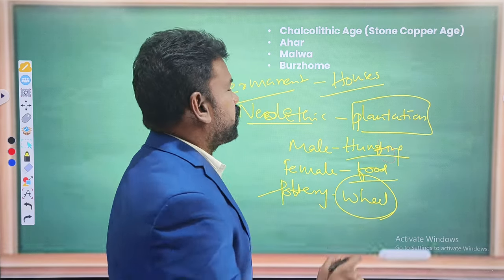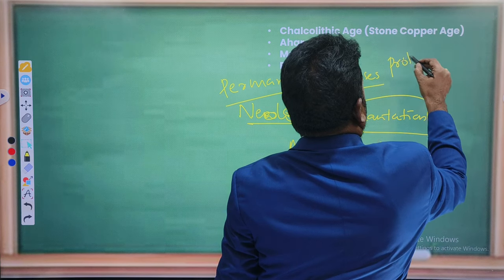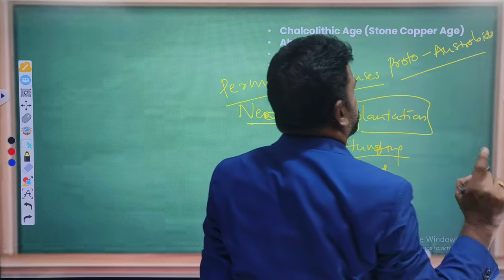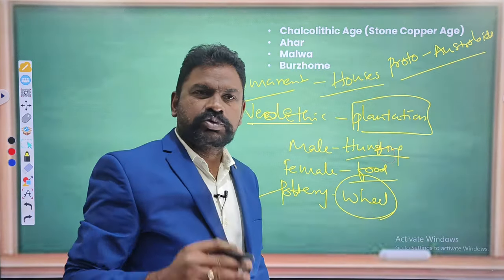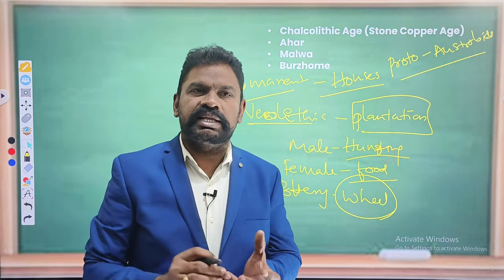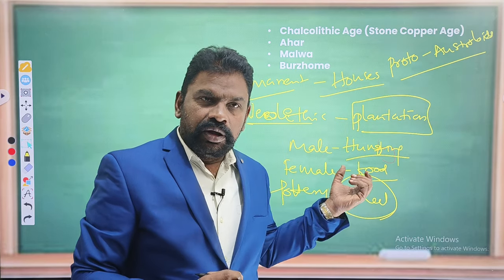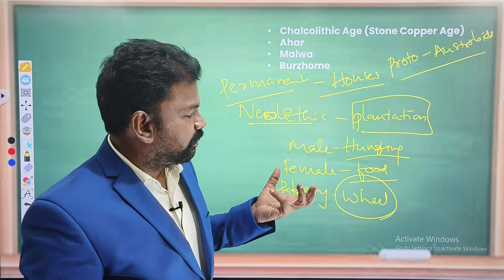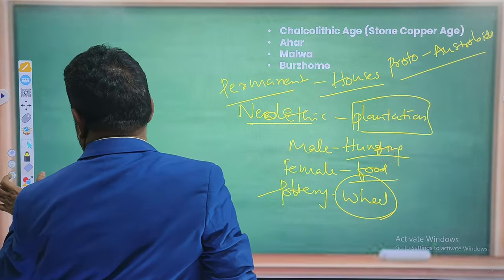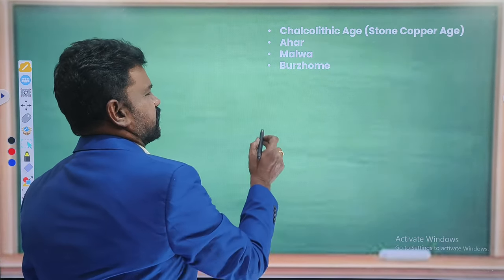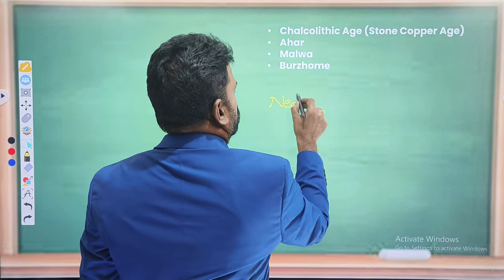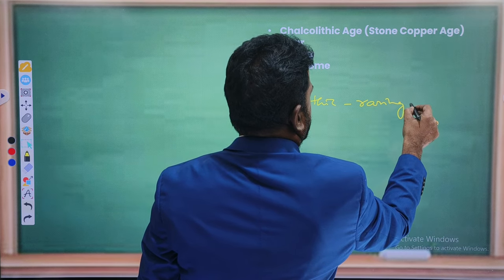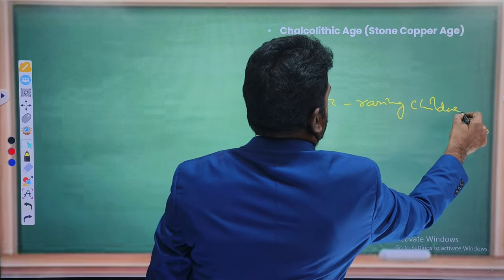Here the people were proto-Australoids. Negrito, Hamitic, proto-Australoid people slowly changed their style: agriculture, cattle raising, and here the pottery wheel. They also learned how to rear children. Neolithic people knew the rearing of children, which led to an increase in population.